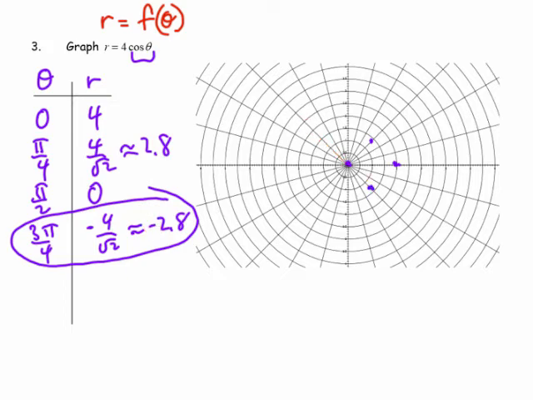And finally, let's pick pi radians. Cosine of pi is negative 1, times 4 is negative 4. And so instead of graphing towards pi this way, since it's a negative radius, we're going the opposite direction. And we can see that we're landing back where we started. And if we keep going, the pattern's going to repeat. So it looks like we have a circle here.